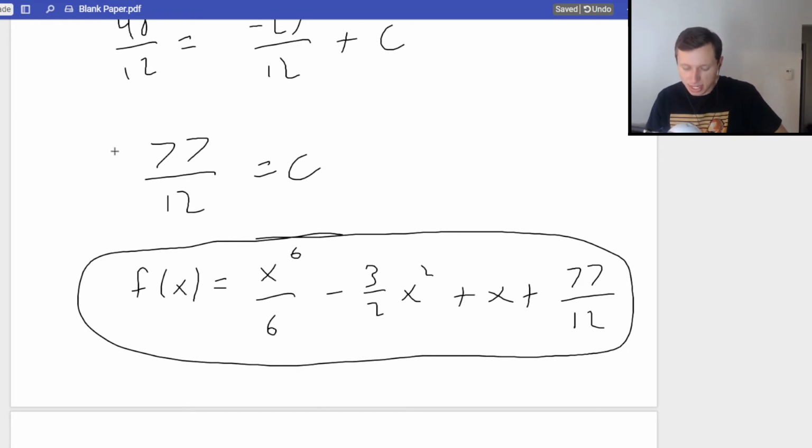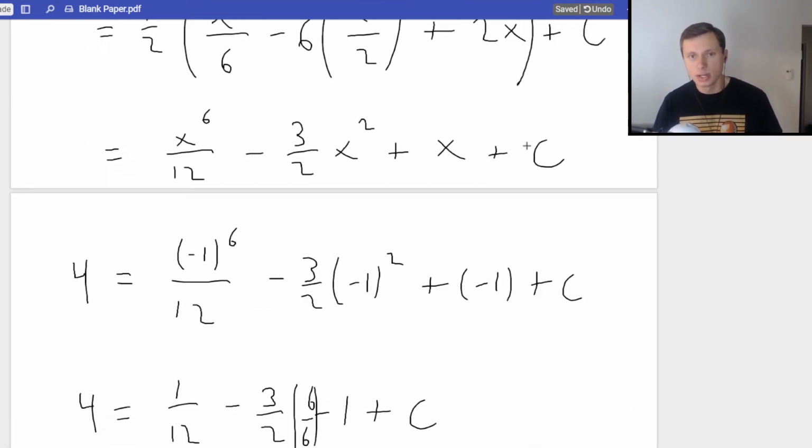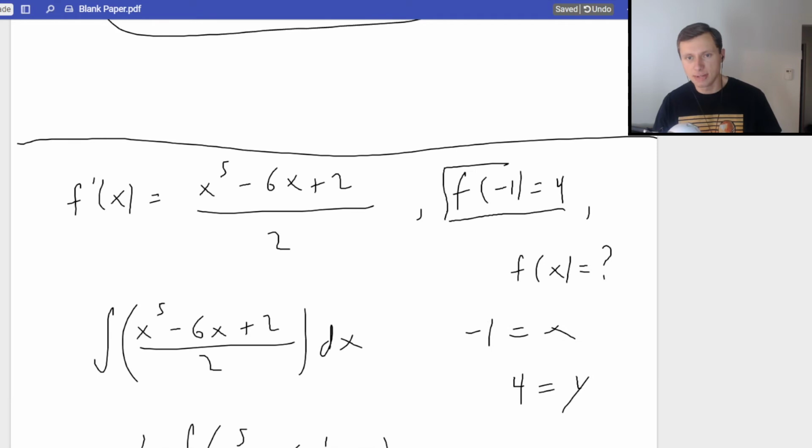Honestly, if I were to do it again, I wouldn't have chosen such ridiculous numbers, but the lesson is still the same. The way we solved this problem is we took the integral, then to solve for c, we had to use our initial point, which in this case was the point f of -1 equals 4. The x point was -1, the y point was 4. Any questions on this one?